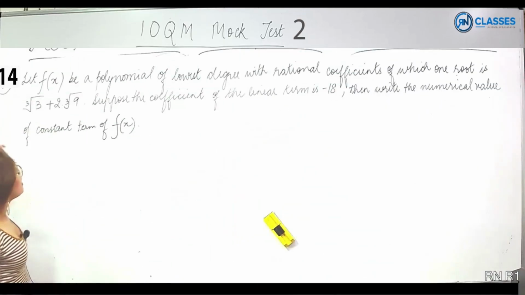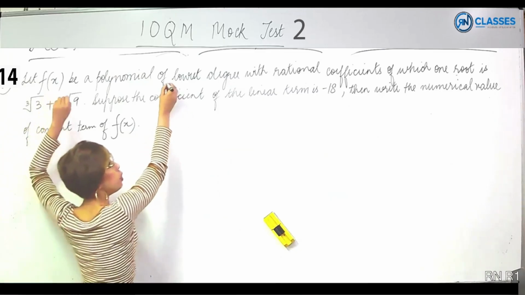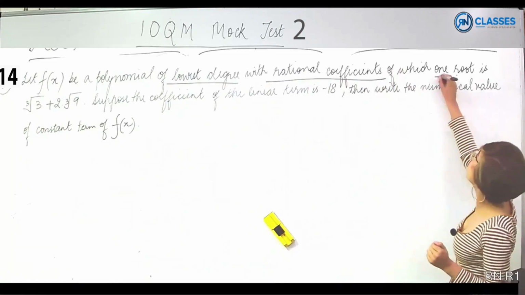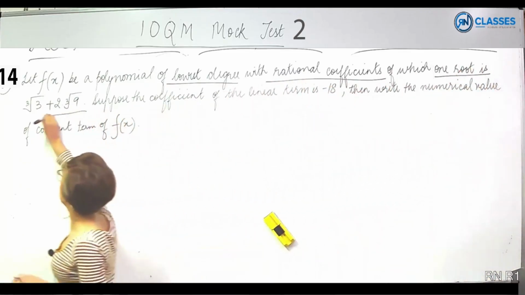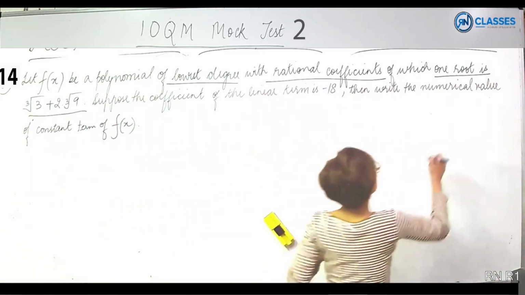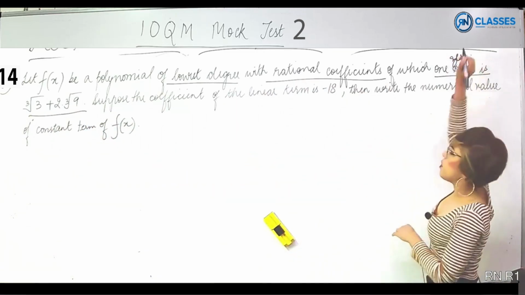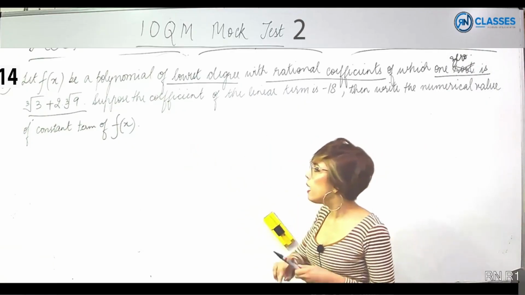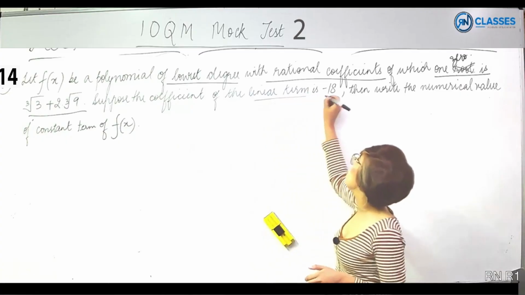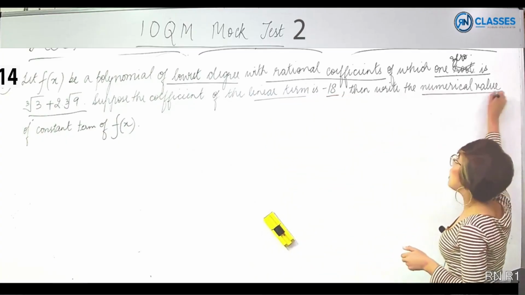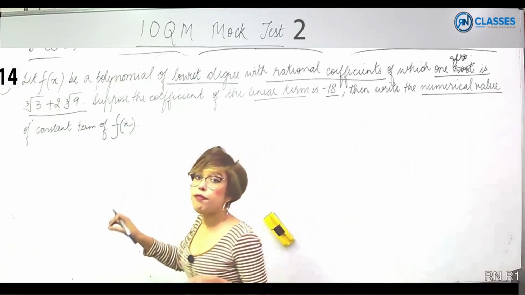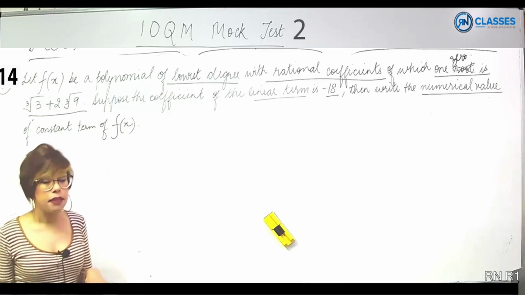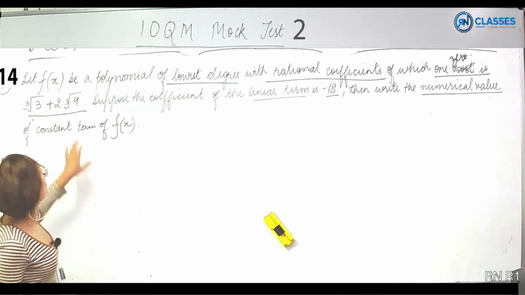On to the next question. Now he says, if f of x be a polynomial of lowest degree with rational coefficients, of which one root is given to be this. The better word should have been zero, but it's fine. You get the gist of it, right? So, lowest degree polynomial with rational coefficients and one zero is given to be that. Suppose the coefficient of the linear term is minus 18, then write the numerical value of the constant term of f of x. If I'm able to write the polynomial f of x, I can write the constant term and the numerical value, right? Now, let's just study.